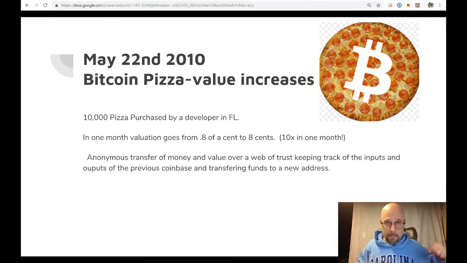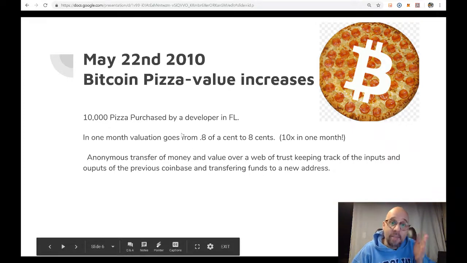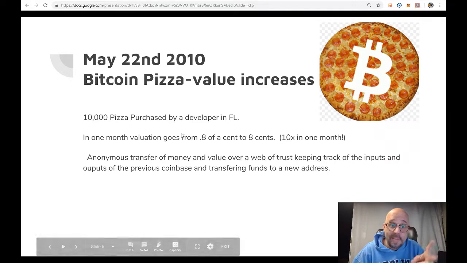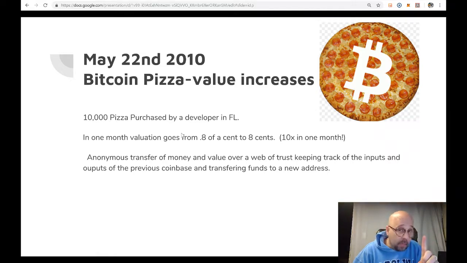Holy cannoli, Jeff Spicoli. This is amazing. So 1 month after somebody bought the two pizzas for the Bitcoin pizza guy, the valuation of Bitcoin went from 0.8 cents, which is what it was for that Bitcoin pizza purchase, to about 8 cents in 1 month. Why did we get a 10x valuation in 1 month? That's crazy. It gave us the anonymous transfer of money and value over the web of trust, keeping track of the inputs and the outputs of the previous Coinbase and transferring those funds to the new address. Wow, man, that is awesome.